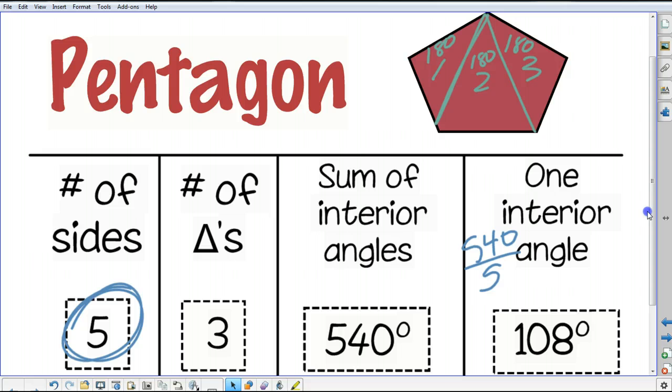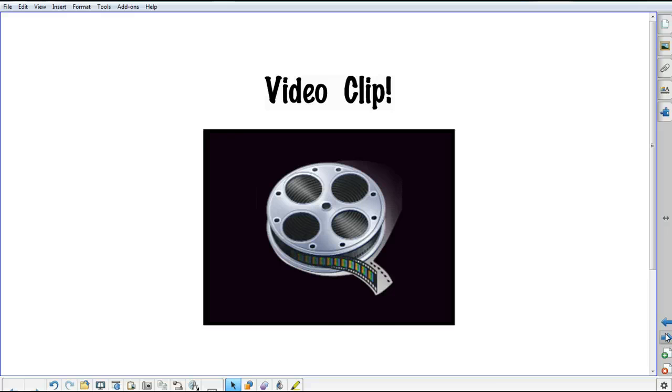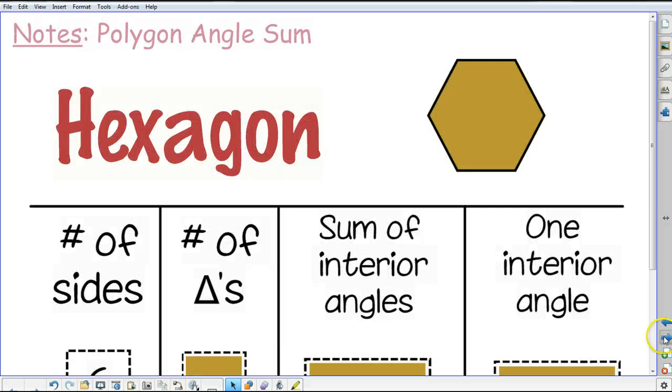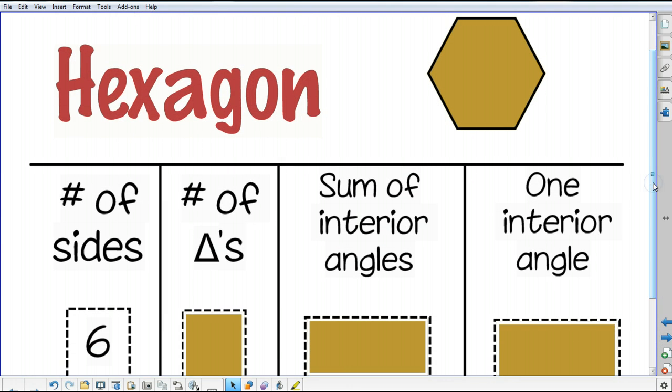Alright, 6 sides. What's it called? Hexagon. There's a video clip about it, but it's not a cool one, it's a more academic one. We'll watch it at the end if we have time. A hexagon, 6 sides.